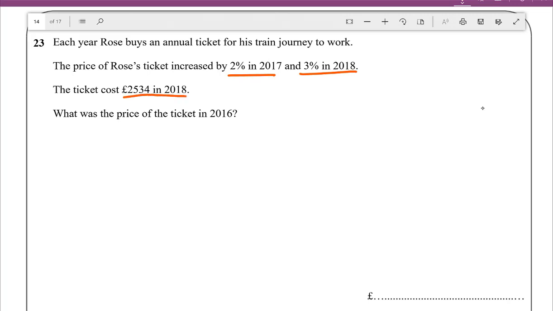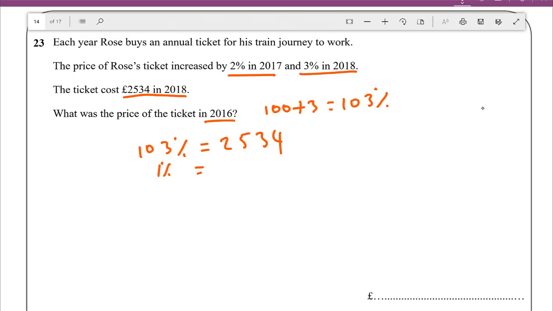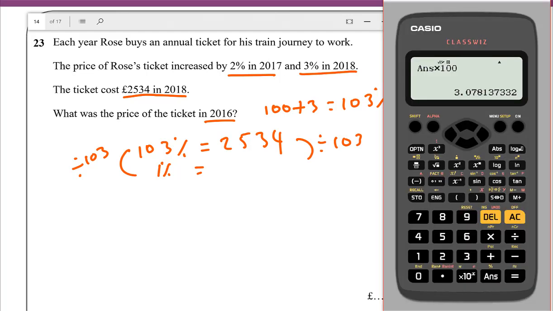It's asking us to work out the price of the ticket in 2016. Because it's increased by 3% here in 2018, we can say that's 100% plus 3, which is 103%. And it costs 2,534 at the moment. So we can say 103% is the same as 2,534 pounds. What we need to find out is what 100% is, before the increase, so we work out what 1% is. To work out 1%, we need to divide both sides by 103. Let's get the calculator. 2,534 divided by 103 gives us an answer of 24.6.